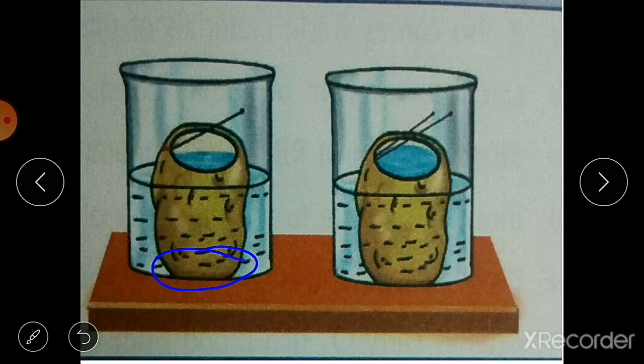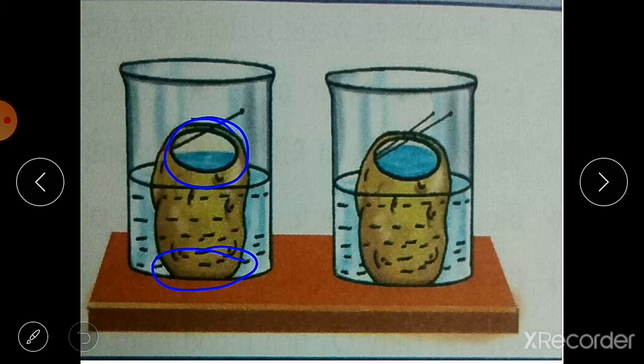Then scoop out the other end to make a hollow cavity. Here you scoop out, meaning remove some part of that potato, and make a cavity. Fill half of this cavity with sugar solution. Here you put some sugar solution and then mark its level.